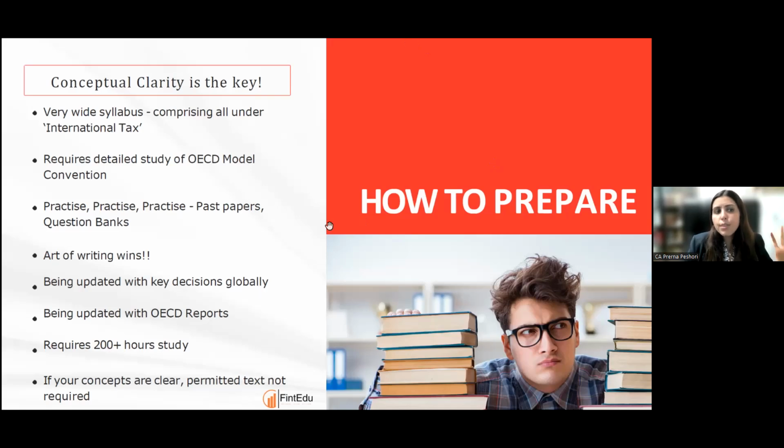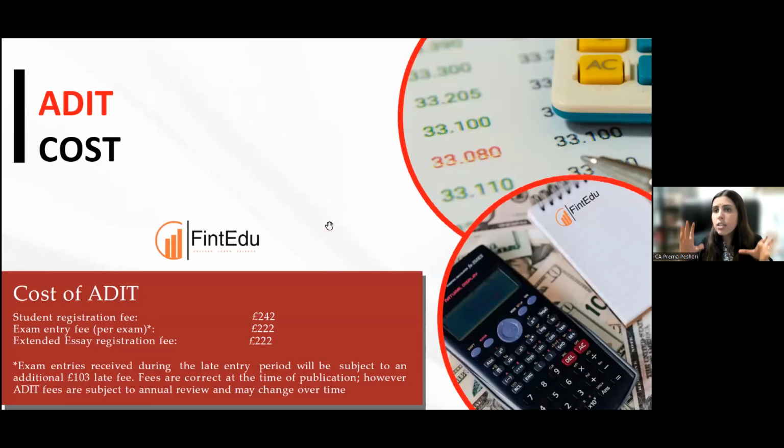Now, coming to the cost of ADIT. As I said, first you have to register as a student. There's a student registration fee of £242, which you have to pay to CIOT before 2nd of September. This is a one-time fee, which is valid for a period of 5 years. If 5 years expire, you will have to renew your student registration.